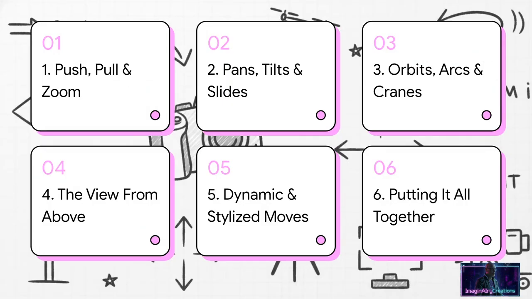So, here's our game plan. We'll start with the real fundamentals, pushing, pulling, and zooming. Then we'll get into pans, tilts, and slides. After that, we add the third dimension with orbits and cranes. Check out the view from above, get into some seriously stylish moves, and then we'll wrap it all up.